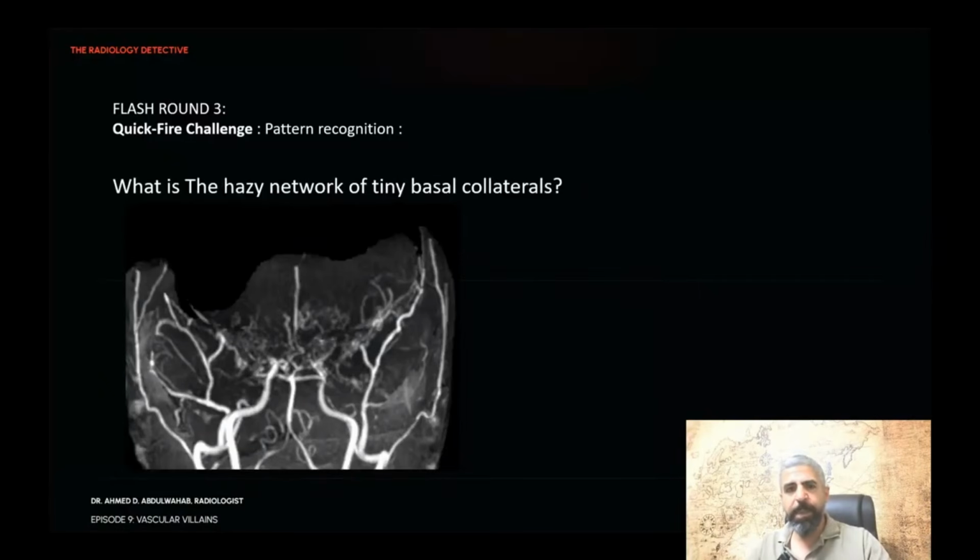Question number 2, pattern recognition. What is the hazy network of tiny basal collaterals? What is the name of the sign? These tiny basal collaterals, it's a hazy network. What do we call this sign? The answer is a puff of smoke. This is called a puff of smoke: multiple dilated collaterals at the basal ganglia of the brain.